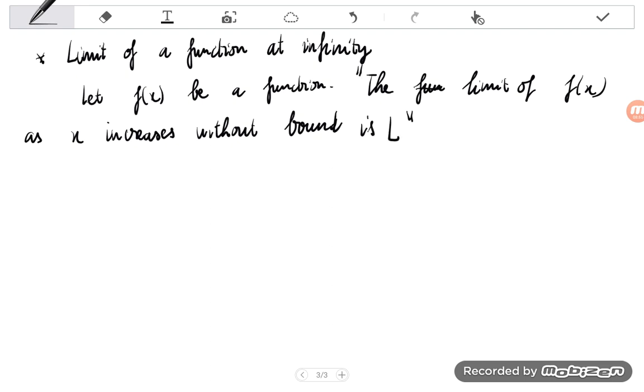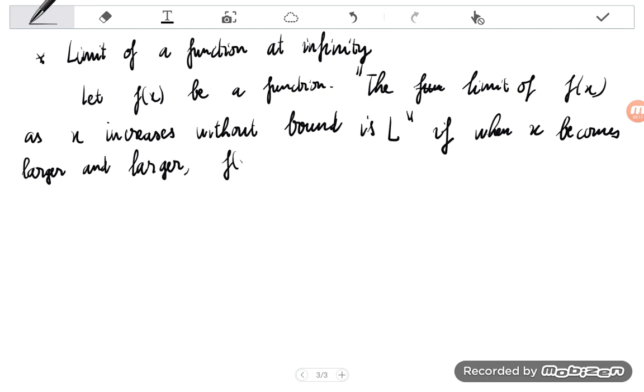This statement, the limit of f(x) as x increases without bound is L, itself means that when x becomes larger and larger, the value of f at x will become arbitrarily close to the number L. Okay?